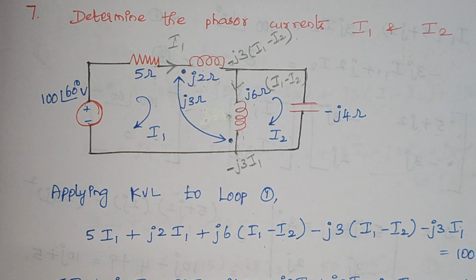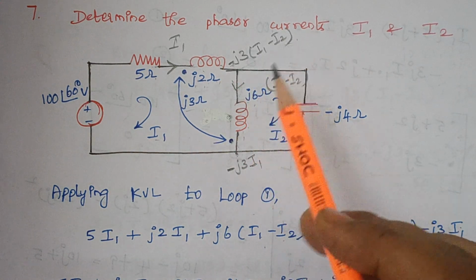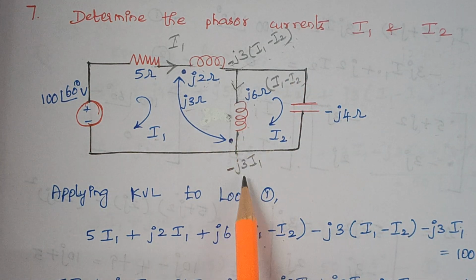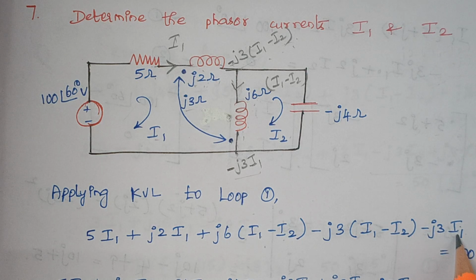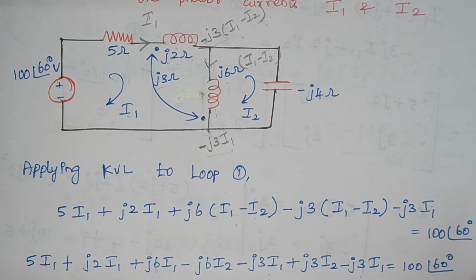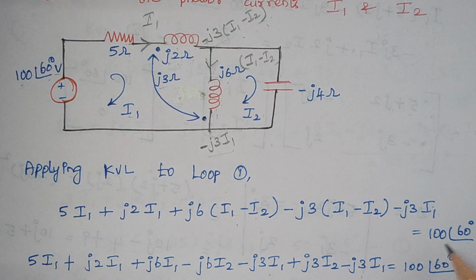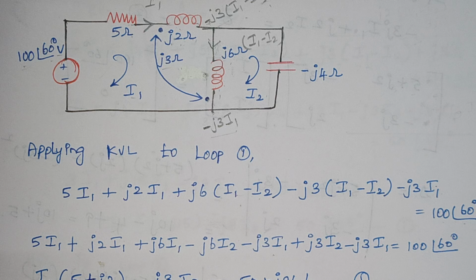And then we are going to write the mutual voltage drops. The value of this mutual voltage drop is minus J3 (I1 minus I2), and here it is again minus J3 I1. So these are all the respective voltage drops in your loop 1, which is equal to the voltage rise. The source voltage is 100 with an angle of 60 degrees. So this is your first step. Then the next thing is we have to multiply and solve.